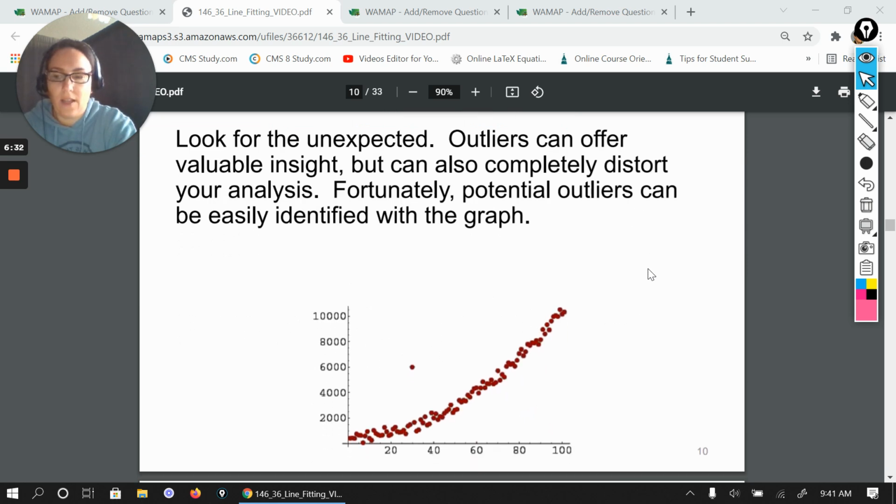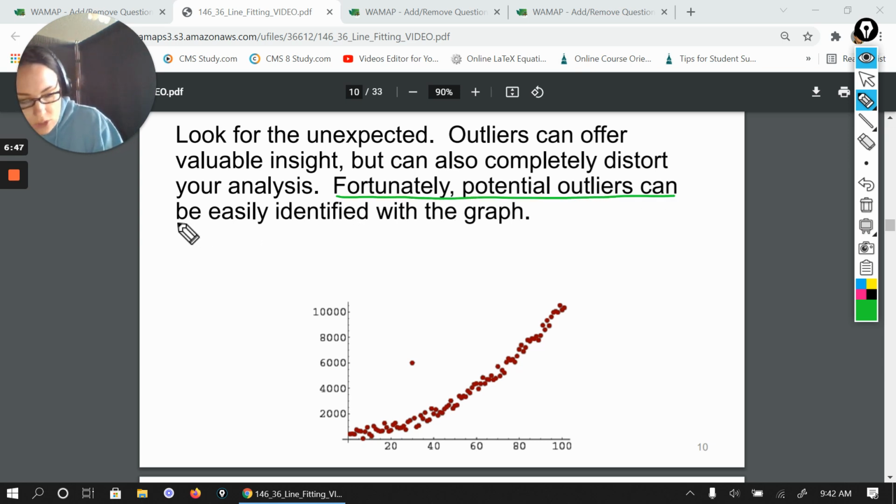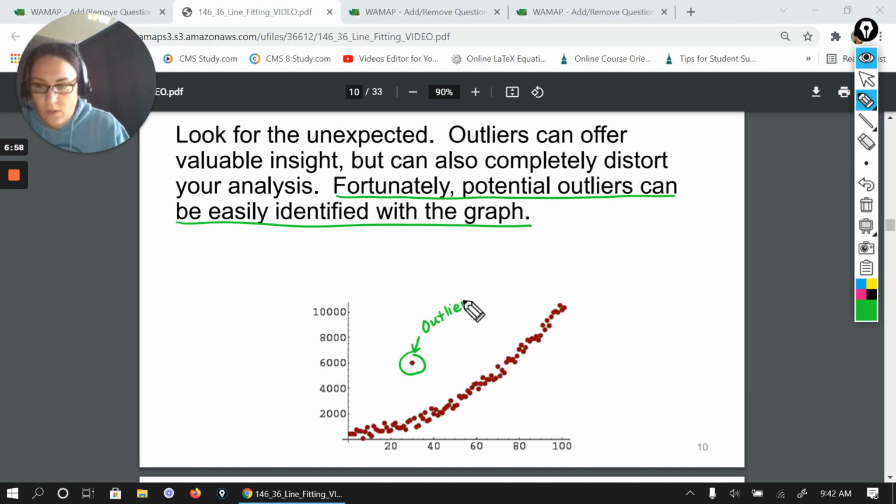Last, we'll talk about outliers. So look for the unexpected. Outliers can offer valuable insight, but can also completely distort your analysis. Fortunately, potential outliers can be easily identified with the graph. So this guy over here would be an outlier. Without the outlier, we have a very strong nonlinear graph because it kind of curves a little bit.